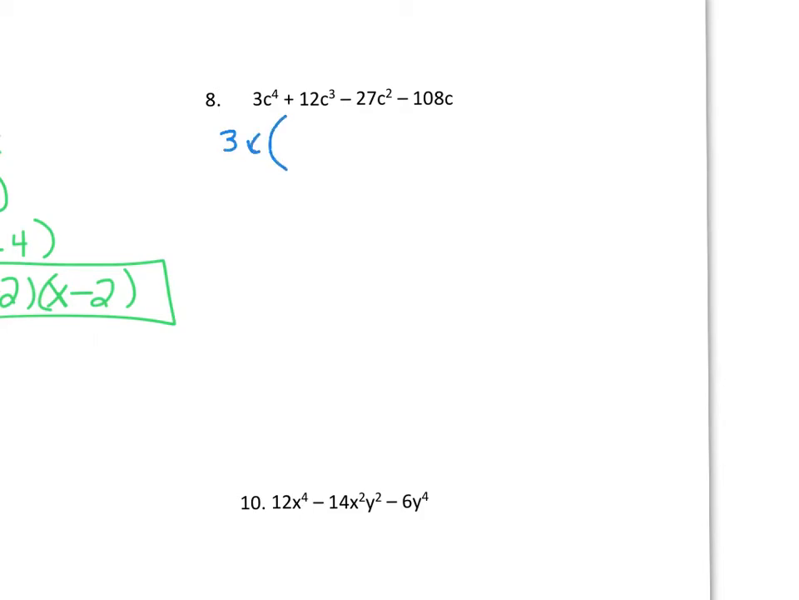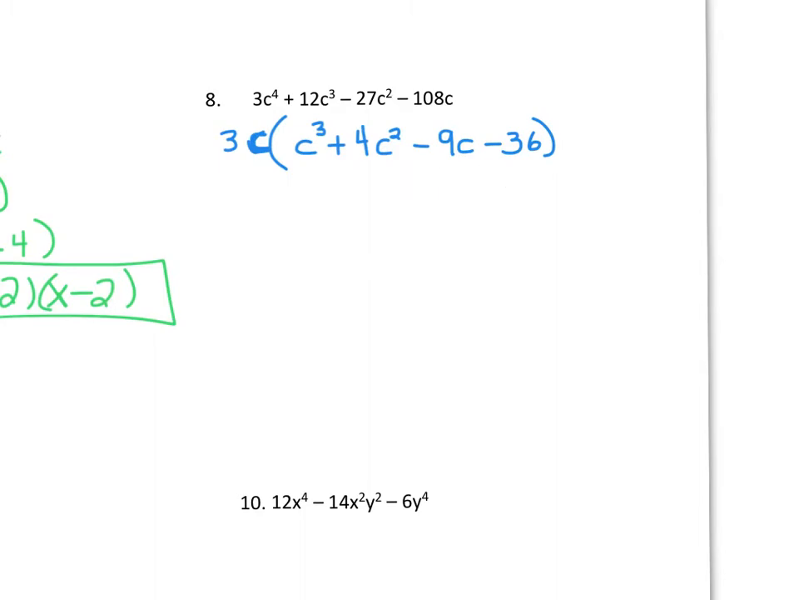All right, so that's going to leave me with c to the 3rd plus 4c squared, and then minus 9c minus 36. Okay, let me just make that c a little better. There we go. All right, so now that I factored out the greatest common factor, now I'm going to do grouping with what's inside the parentheses here.